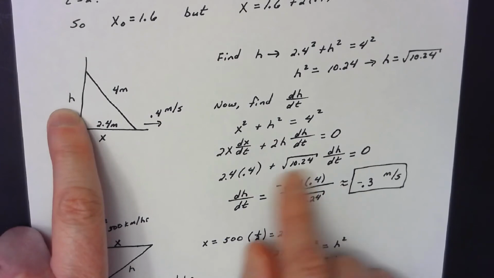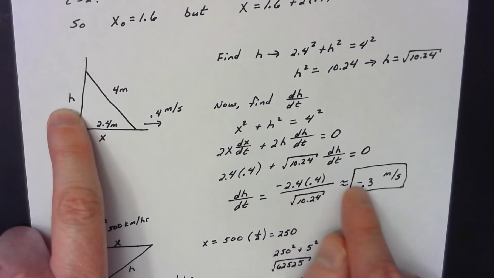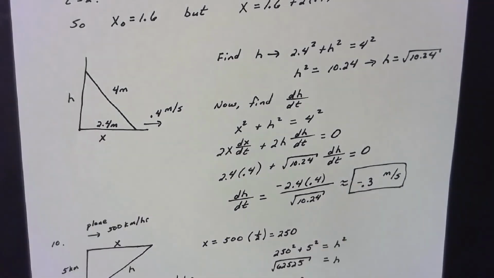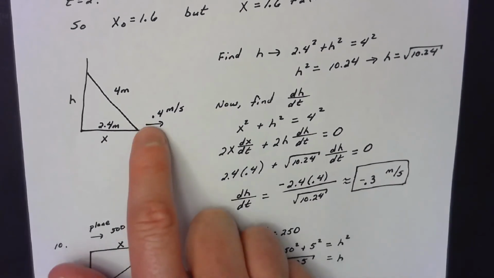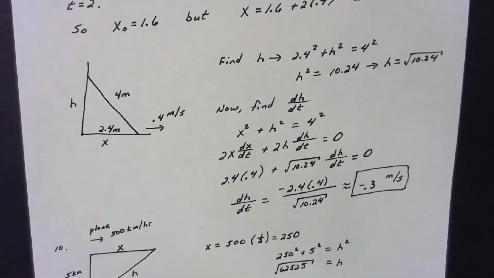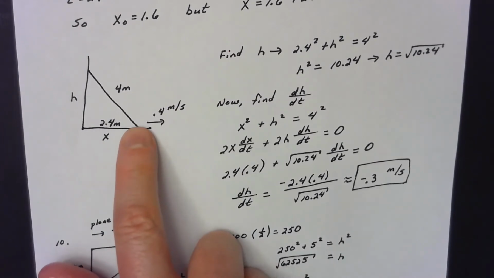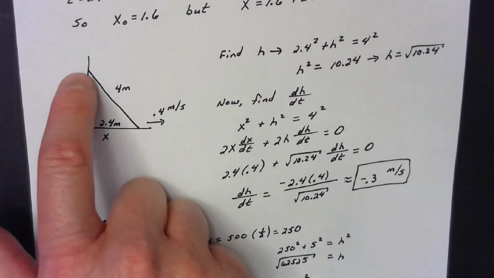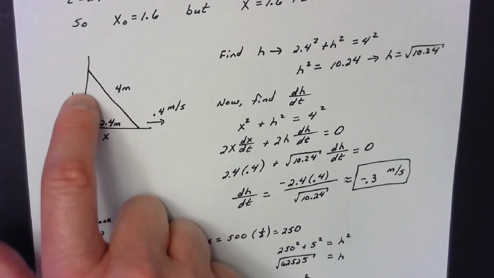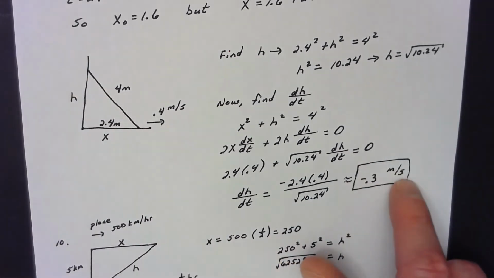That would be my exact answer, and actually this makes a nice answer anyway. So it ended up being exactly negative 0.3 meters per second for my final answer there. And you say, hey, that's not bad at all. So we know that when the ladder is moving away from the wall by 0.4 meters per second, when the base is 2.4 meters away from the wall, the ladder is falling down the wall at a rate of 0.3 meters per second.